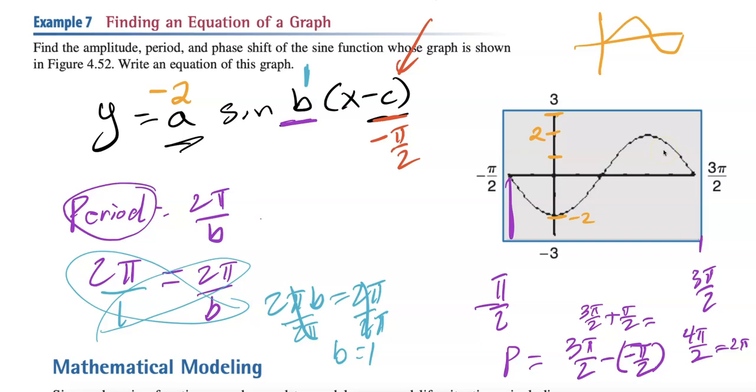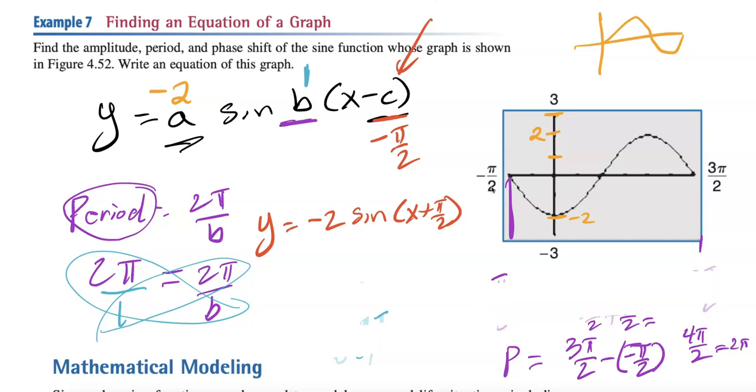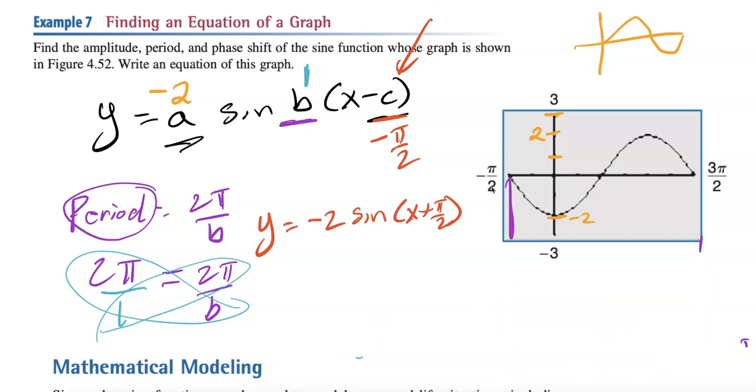So my whole equation will be this: y equals negative 2 sine of x plus pi over 2. When you plug in a negative, the double negative makes it a positive. That's why we move left. But honestly, that's only one answer. I just realized I could have done it this way.